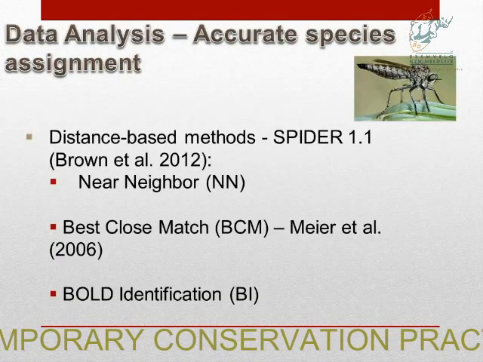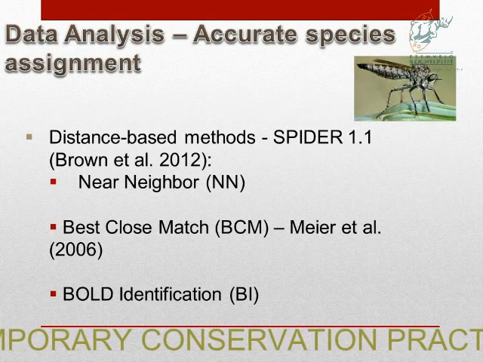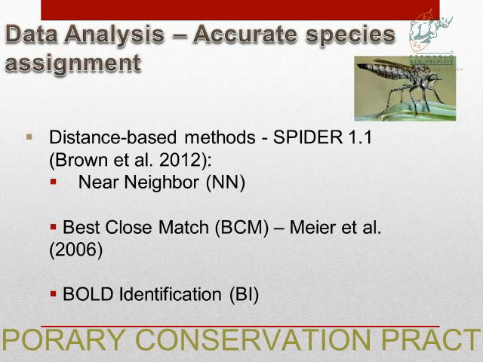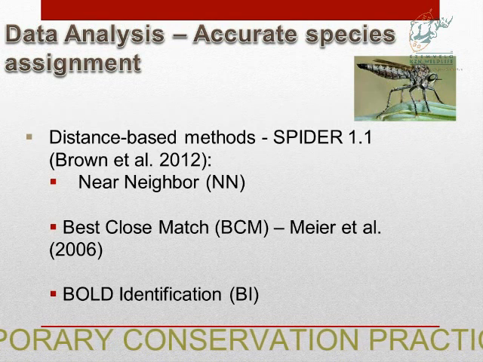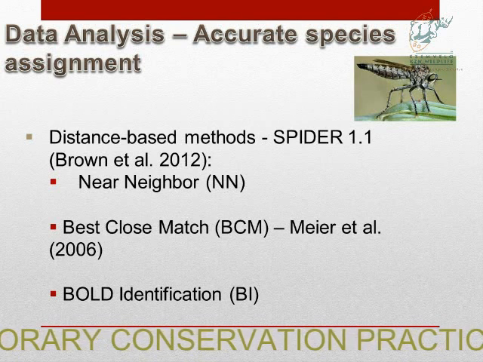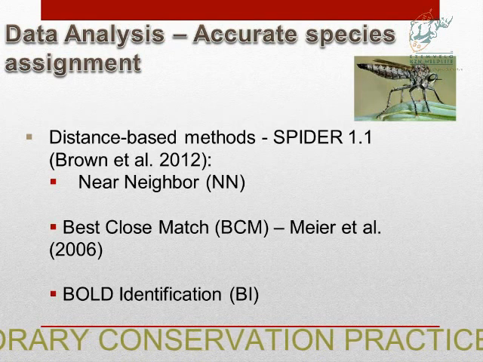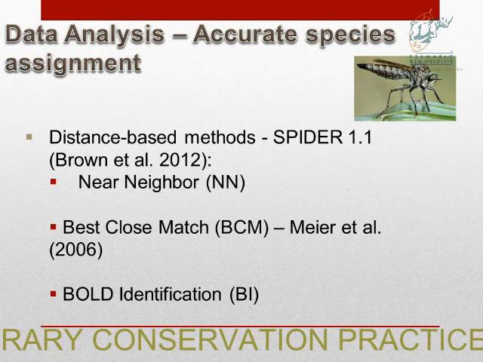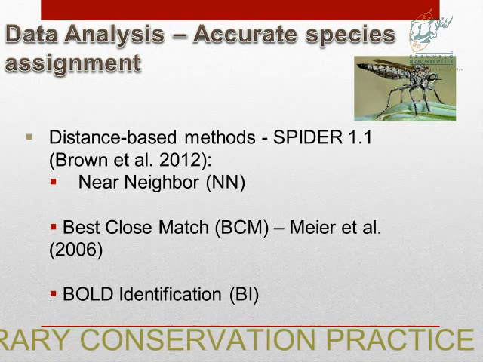The next step was to test the efficiency of the CO1 gene in identifying species. So we used 3 distance-based methods, which are also found in the Spider software in R: the near neighbor, the best close match, which was used in the Meier et al. paper, and the BOLD identification criteria, which is usually used in barcoding studies.